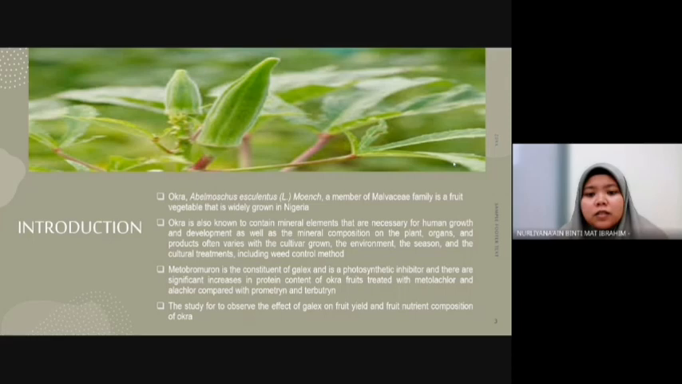Metolachlor is a constituent of Galex and is a photosynthetic inhibitor, and there are significant increases in protein content of okra fruits treated with metolachlor and alachlor compared with permethrin and terpentrin. The study was conducted to observe the effect of Galex on fruit yield and fruit nutrient composition of okra.